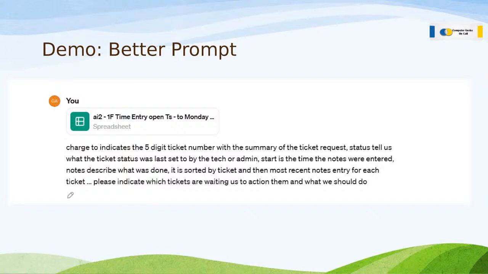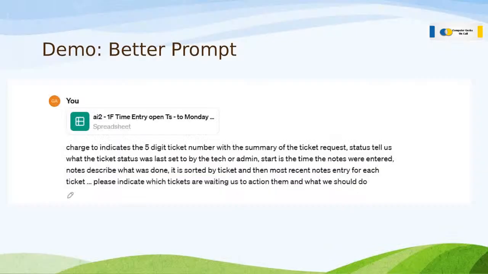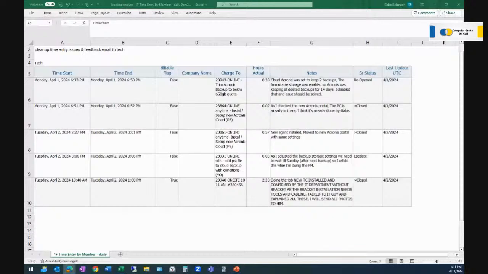So you can see I took the Excel document and I explained what all these things are about, and I gave it context, which is great. And one key thing here is, the status was last set by the tech or admin. So it's kind of like you're telling ChatGPT how it works. And then it says, please indicate which tickets are waiting for us to action them and what we should do. So it's not only going to do this analysis, but it can go in here and read and figure out what we should be doing next.